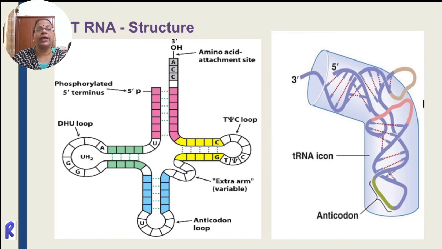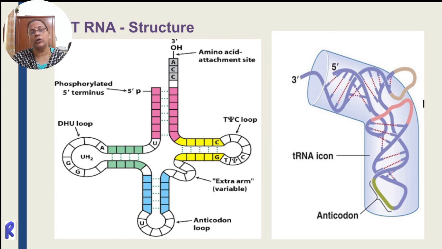The same way, the second loop is called the anticodon loop. The anticodon loop consists of a triplet base sequence which will be complementary to the codon base sequence of the mRNA. In that way, complementary base pairing takes place between the mRNA codon and the anticodon of the tRNA. Then there can be a short arm, which is not compulsory. It may or may not be present.